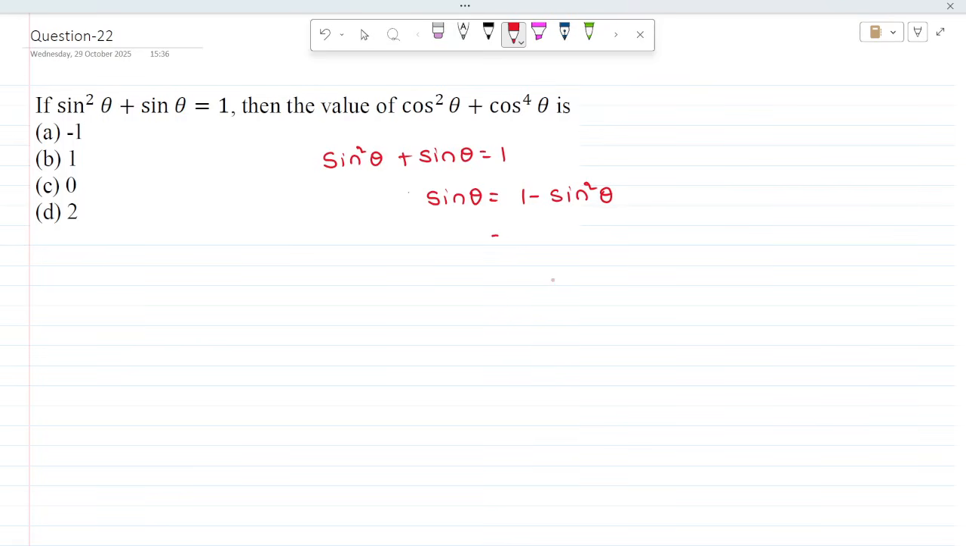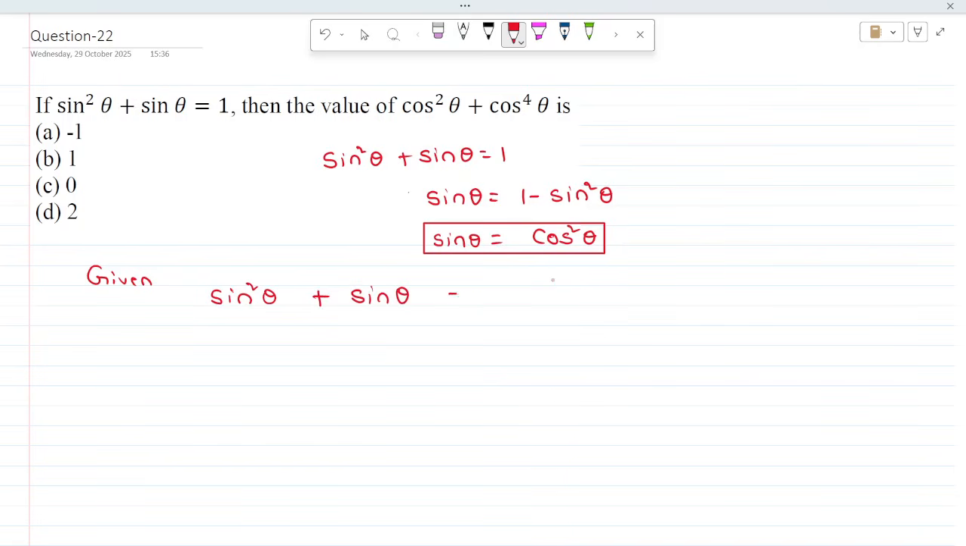But you remember one thing. 1 minus sin square theta, from the identity, is actually cos square theta. What did you observe here? Whenever you see sin theta, it can be replaced with cos square theta. Take the given itself. What is the given? Sin square theta plus sin theta value is 1. Agree? Sin theta can be written as what? Just now we concluded, cos square theta.